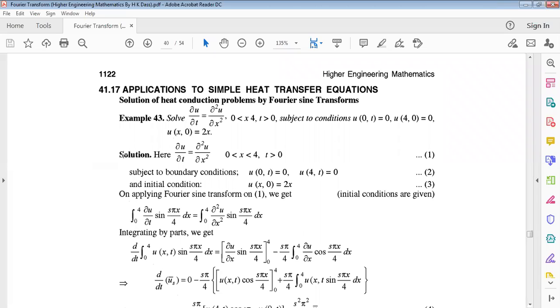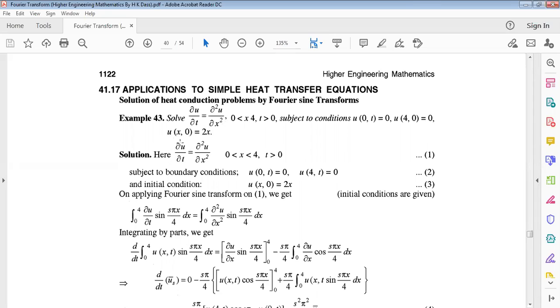Now another application to the simple heat transfer equation: solution of a heat conduction problem by Fourier sine transform. This example states: solve del u del t equals del square u del x square, where x is greater than 0, t is greater than 0, subject to the conditions u(0,t) equals 0 and u(4,t) equals 0, and also u(x,0) equals 2x.